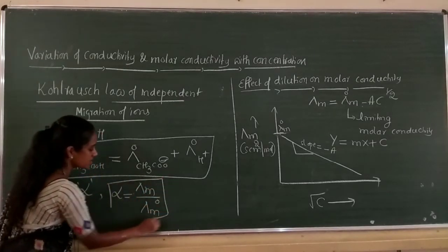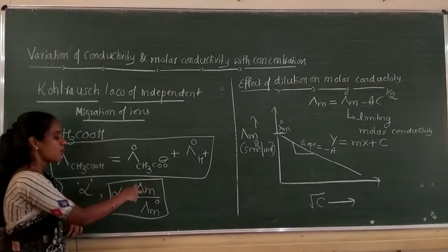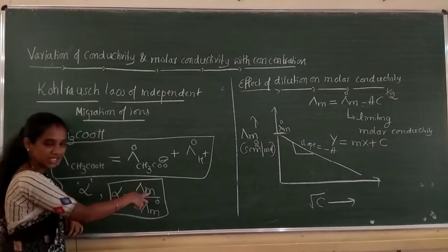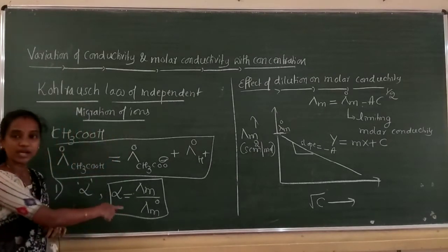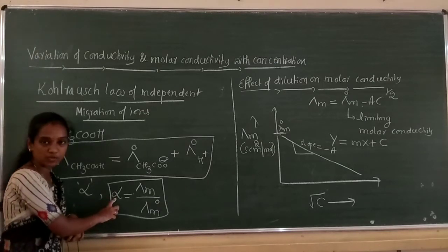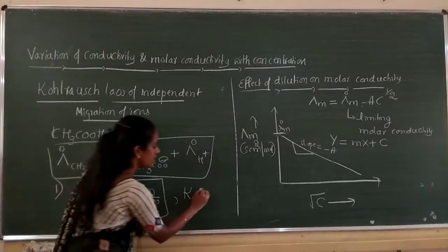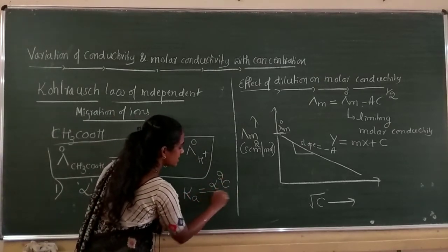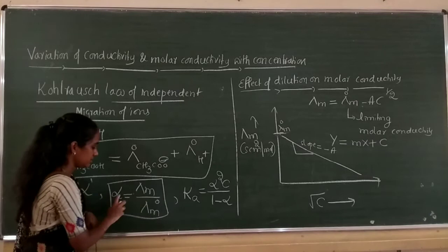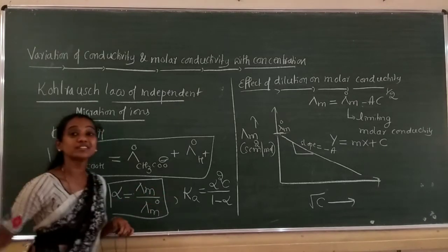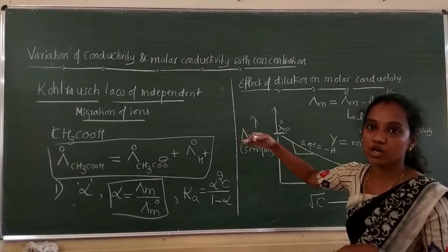So using Kohlrausch law, we can also determine the degree of dissociation by using the formula molar conductivity at concentration C divided by limiting molar conductivity lambda m naught. So once we get the value of alpha, we can also calculate the dissociation constant of any weak acid with the formula alpha square C divided by 1 minus alpha. So using degree of dissociation, we can also calculate the dissociation constant of weak acid. So this is the application of Kohlrausch law.